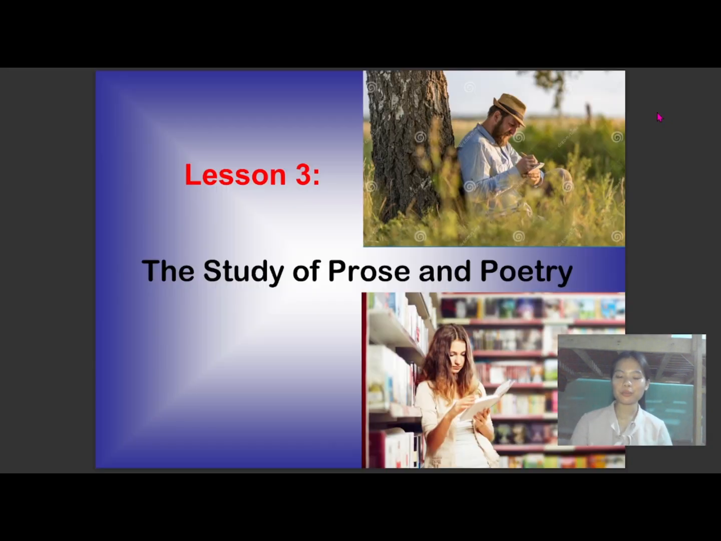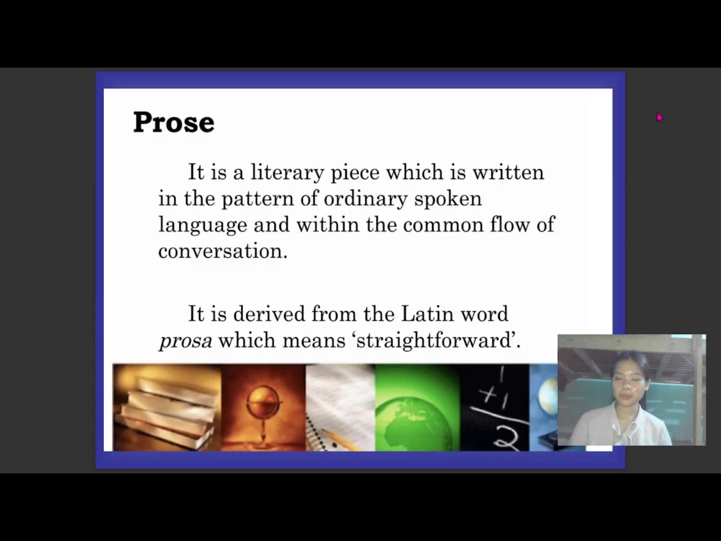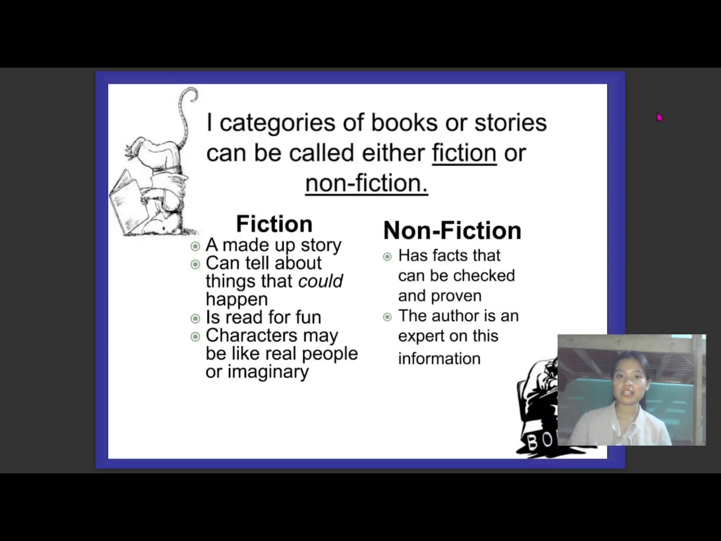Finally, we are now in our lesson 3, which is the study of prose and poetry. What is prose? When we say prose, it is writing that follows a natural flow like everyday speech. And it is categorized into two: fiction and non-fiction. When you say fiction, it is not real. It means that it is a made-up story. And when we say non-fiction, it is based on reality, with facts that can be checked and proven.